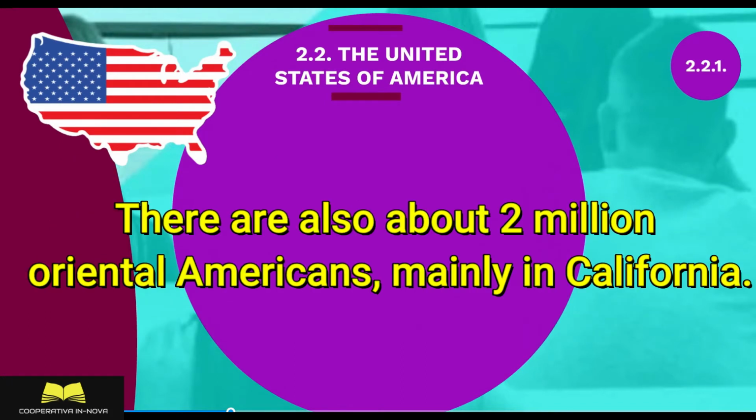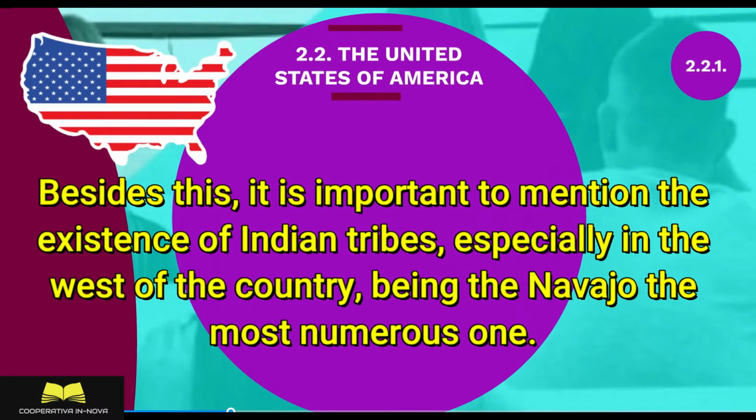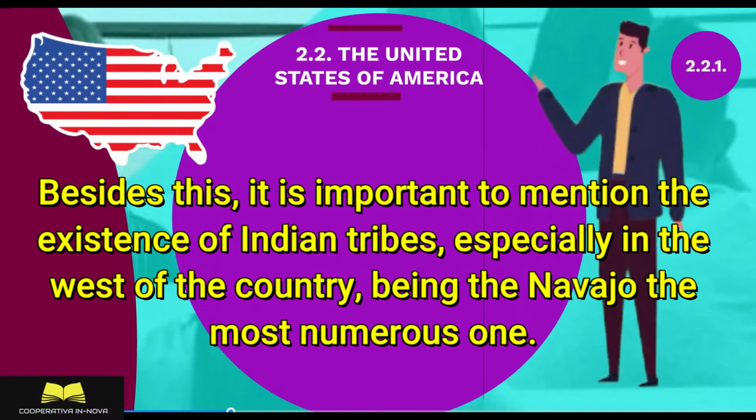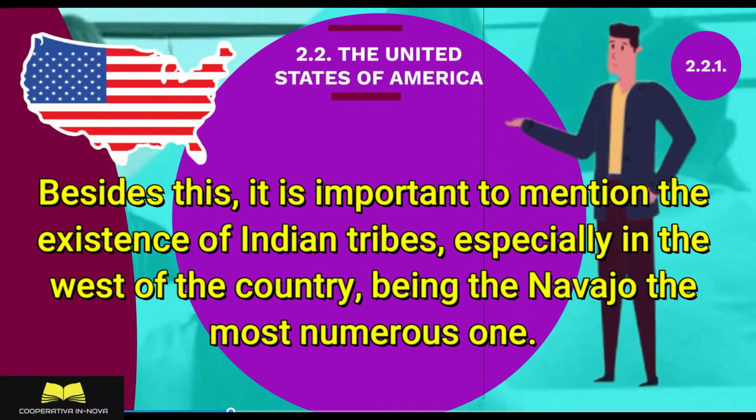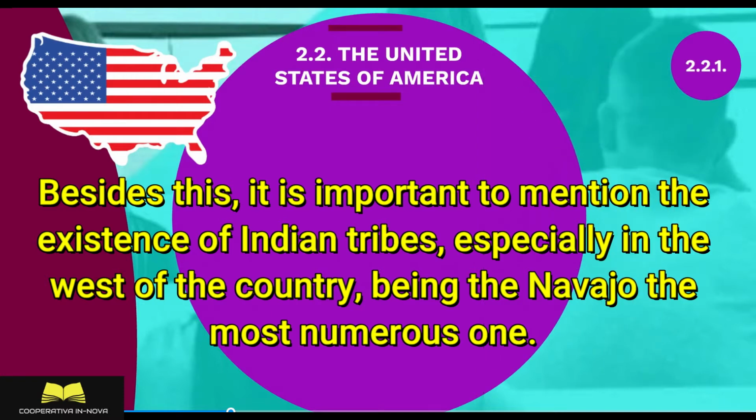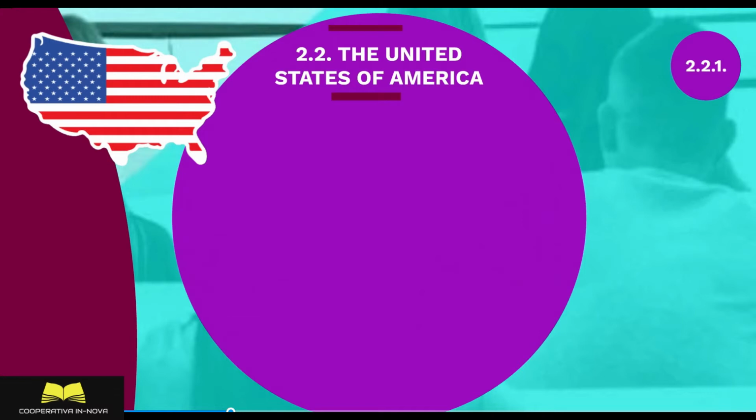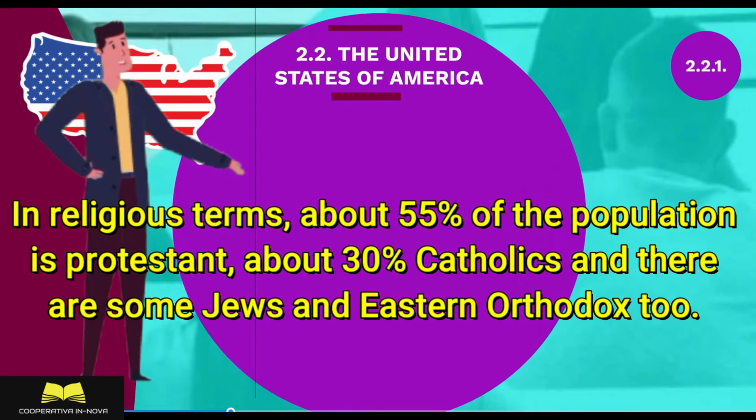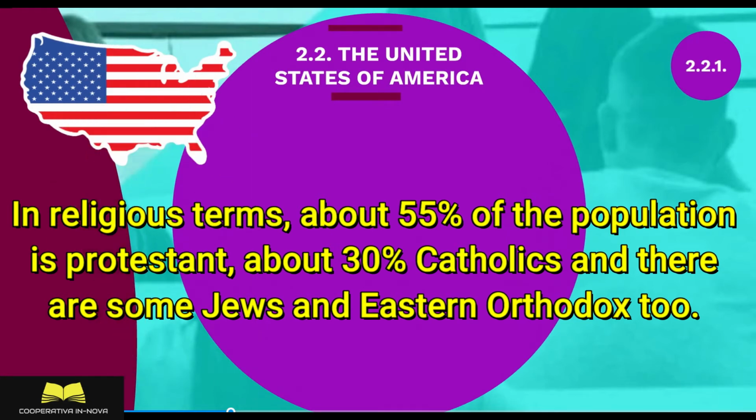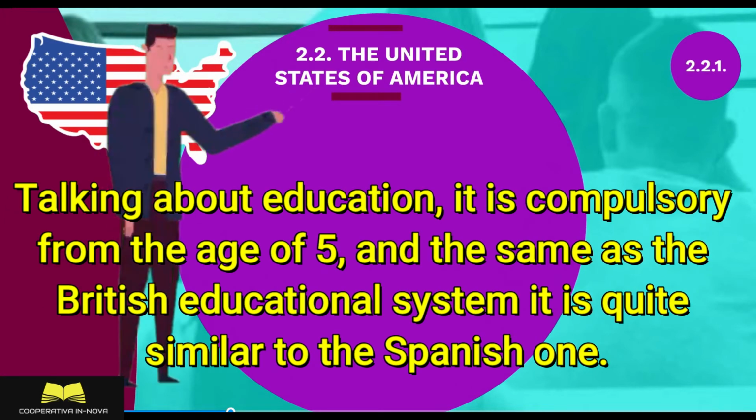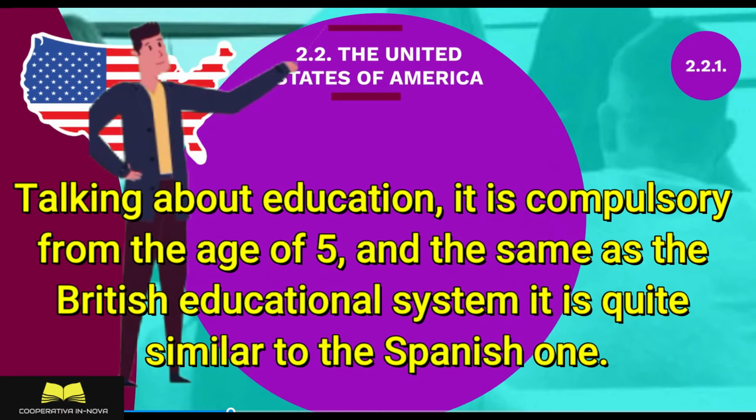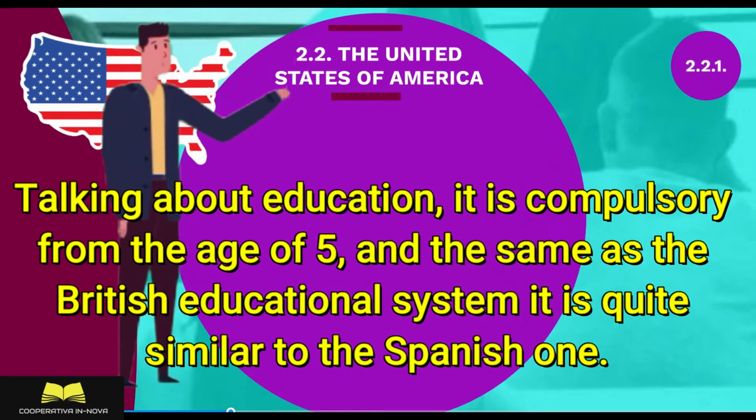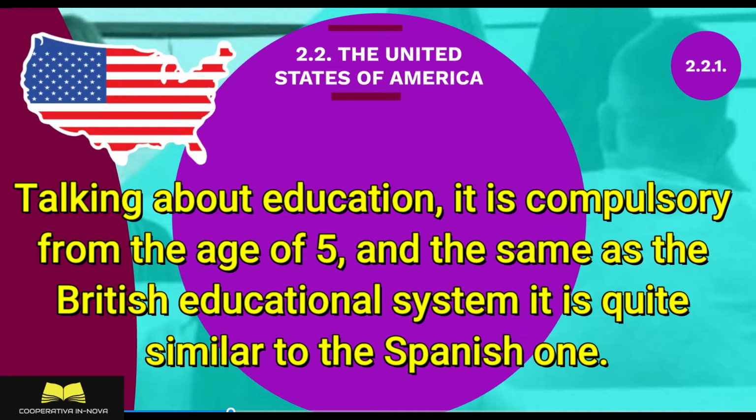There are also about 2 million Oriental Americans, mainly in California. Besides this, it is important to mention the existence of Indian tribes, especially in the west of the country, being the Navajo the most numerous one. In religious terms, about 55% of the population is Protestant, about 30% Catholics, and there are some Jews and Eastern Orthodox too. Talking about education, it is compulsory from the age of 5, and the same as the British educational system, it is quite similar to the Spanish one.